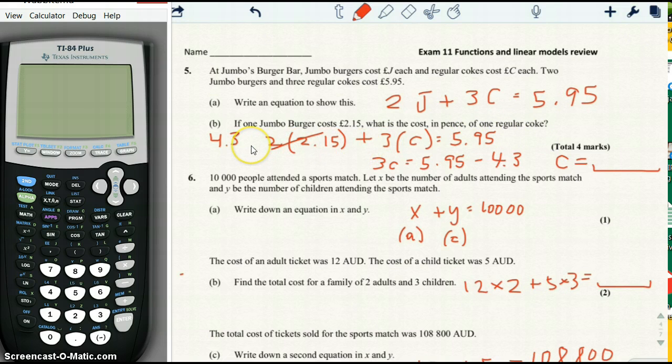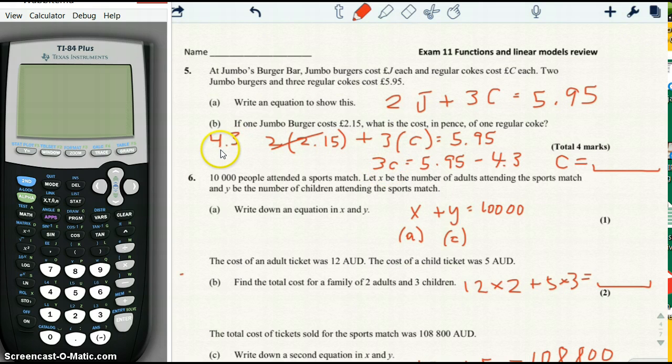So now we know the cost of the jumbo burger. We don't know the cost of the Coke, so we could fill the J in. The J is 215. Well, 2 times 215 is 4.3. So 4.3 plus 3C, we still don't know C, equals 5.95. We have an equation with one unknown. We just need to isolate it to figure out what it is.